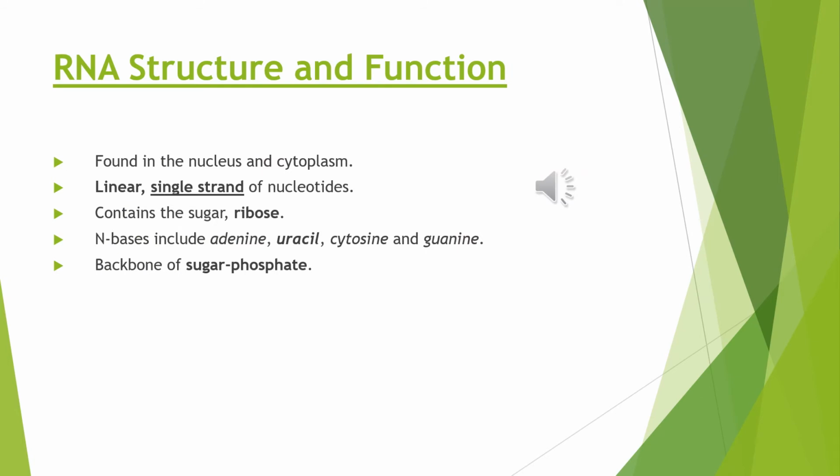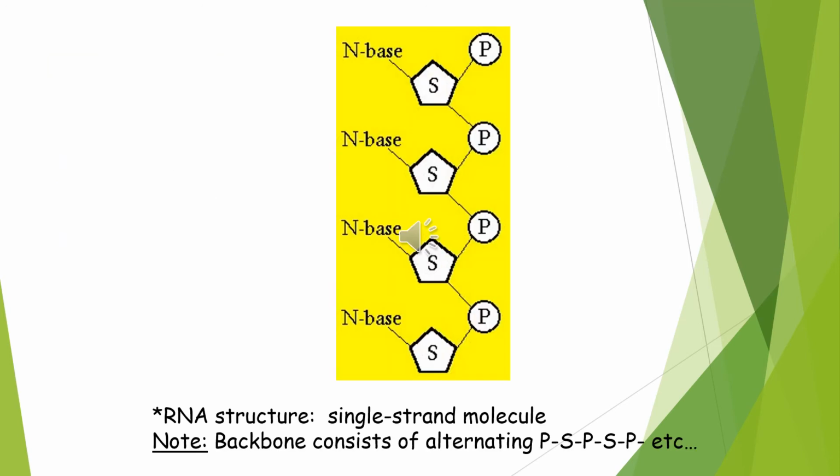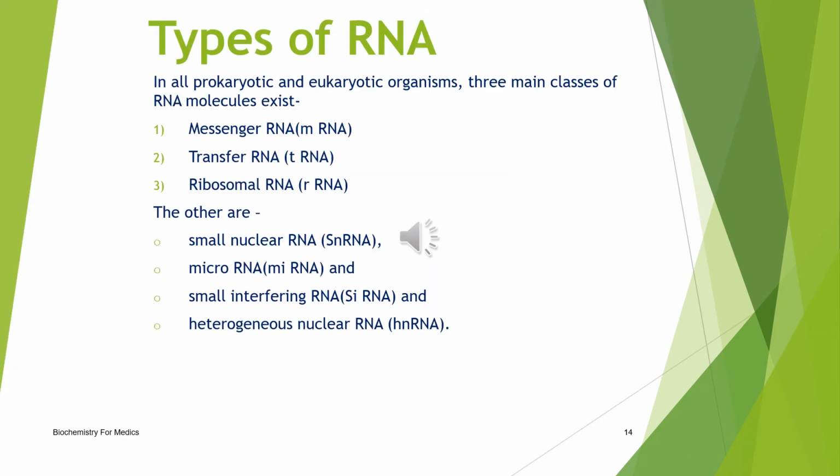RNA structure and function. RNA is found in the nucleus and cytoplasm. RNA has a linear single sequence of nucleotides containing the sugar ribose and the bases adenine, uracil, cytosine, and guanine, with a backbone of sugar phosphate. This is the structure of the RNA, a single-stranded molecule whose backbone consists of alternating phosphate and sugar. Types of RNA include those in prokaryotic and eukaryotic organisms.